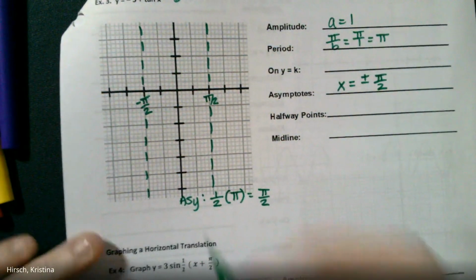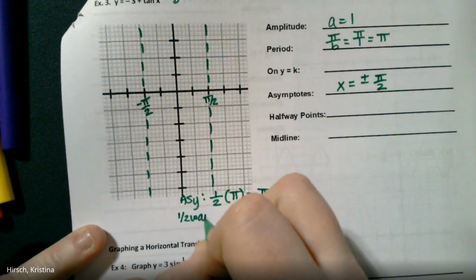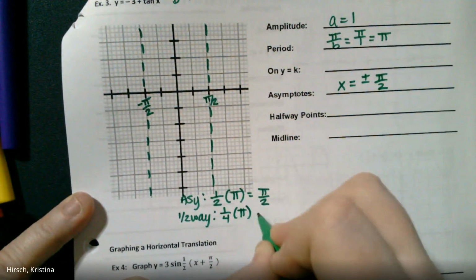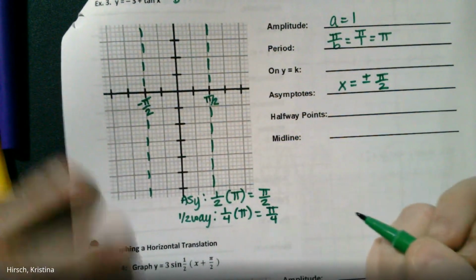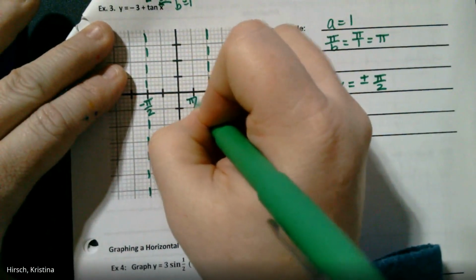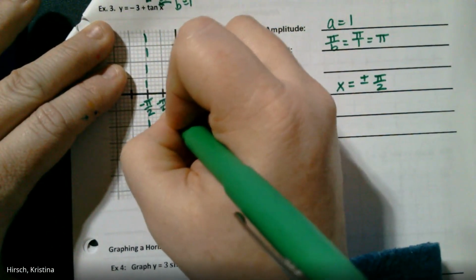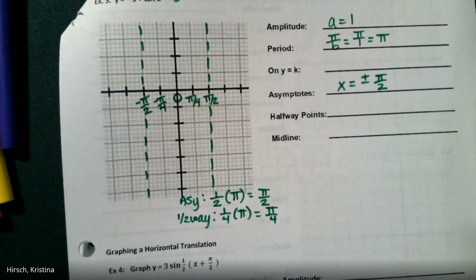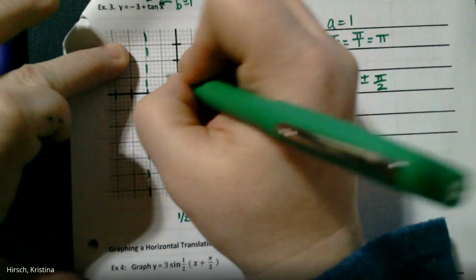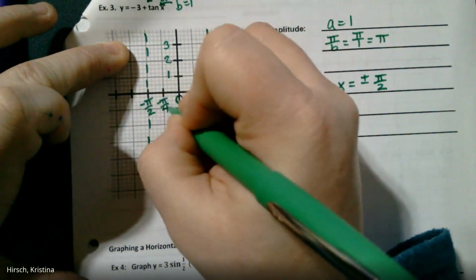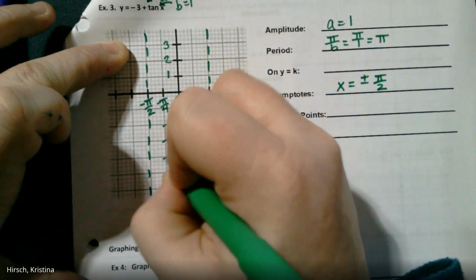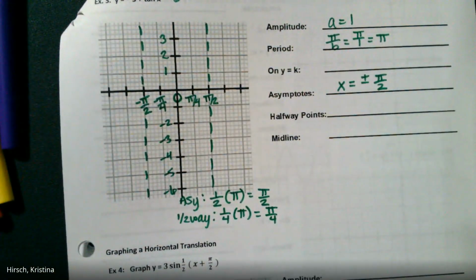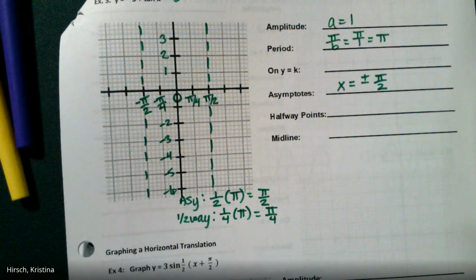Now to get our halfway marks, those are the quarter marks. So 1/4 of pi is pi over 4. That means this is positive pi over 4, this is negative pi over 4, and always in the middle is 0. That's going to give us those markings. And then, of course, we can do 1, 2, 3, -1, -2, -3, -4, -5, -6. I don't know how far we're going to go. Now we need to get these other points.